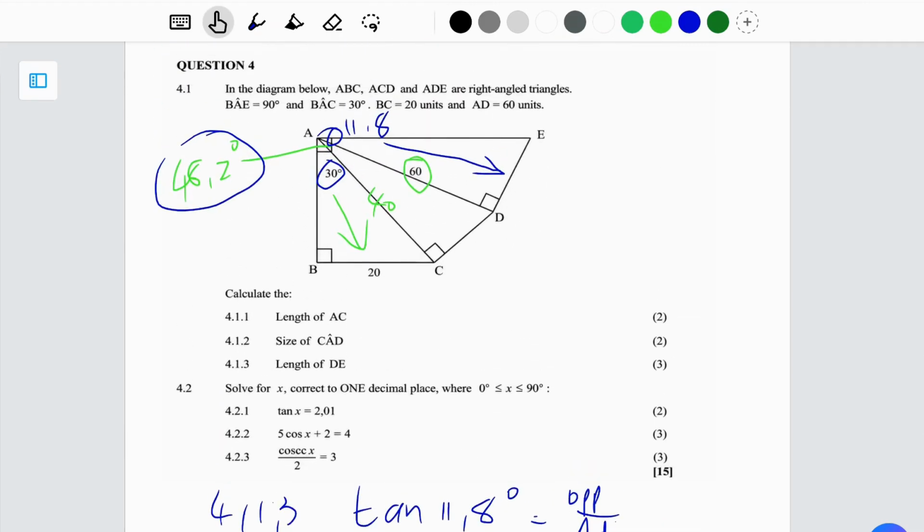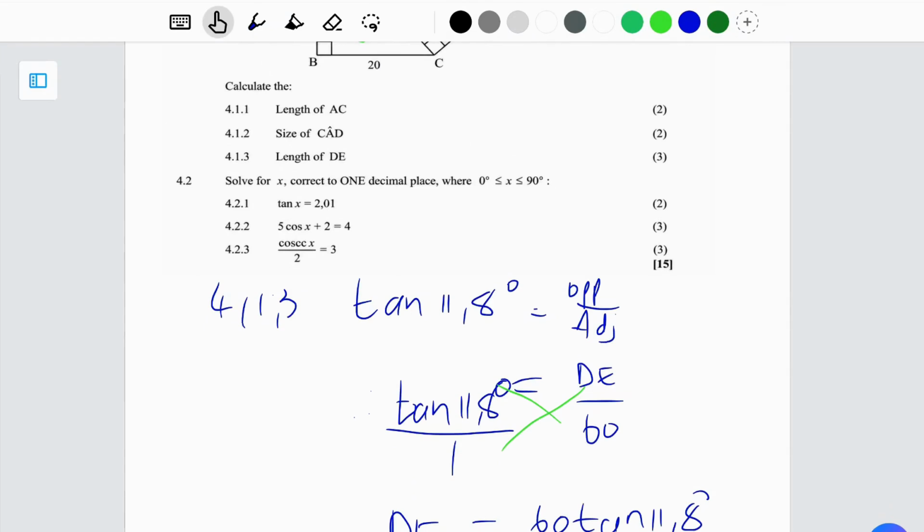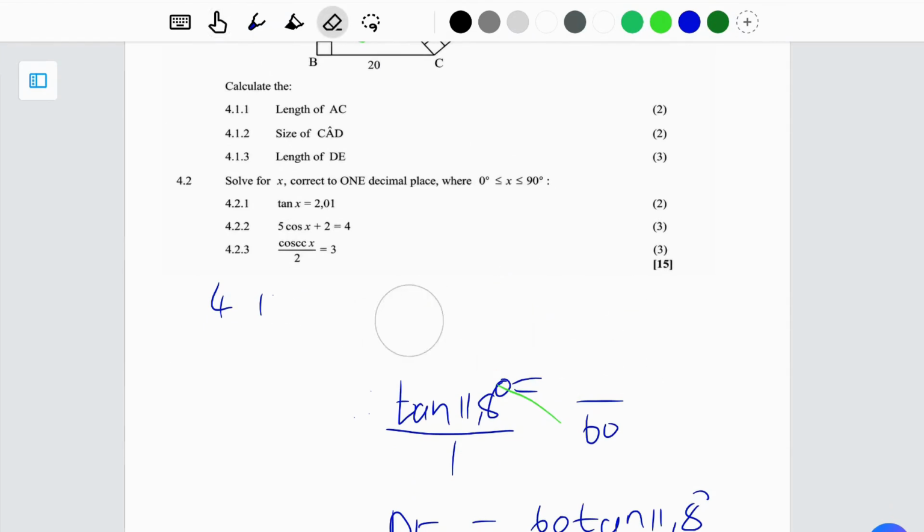So let's go back there. So we know this piece here is 12.53 units, okay? Alright, next question says, 4.2, solve for x correct to 1 decimal place where 0 degrees is less than or equal to x and 90 degrees is greater than or equal to x, okay? So let's have a look at this.